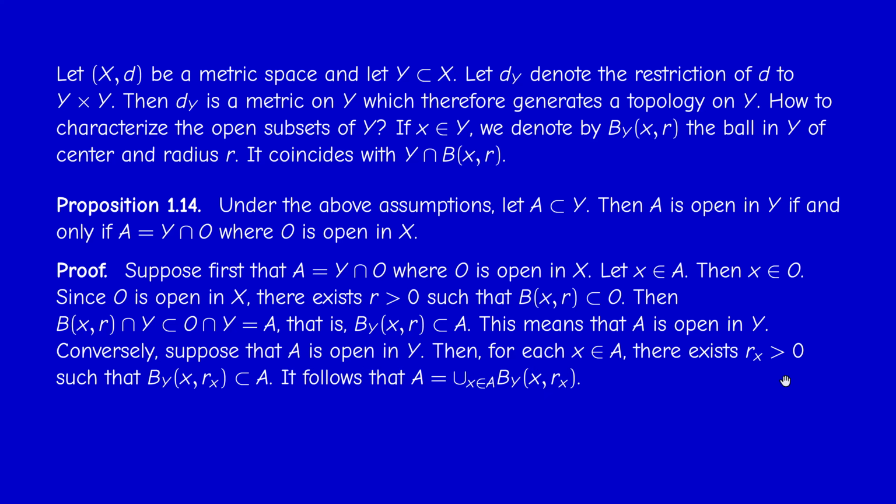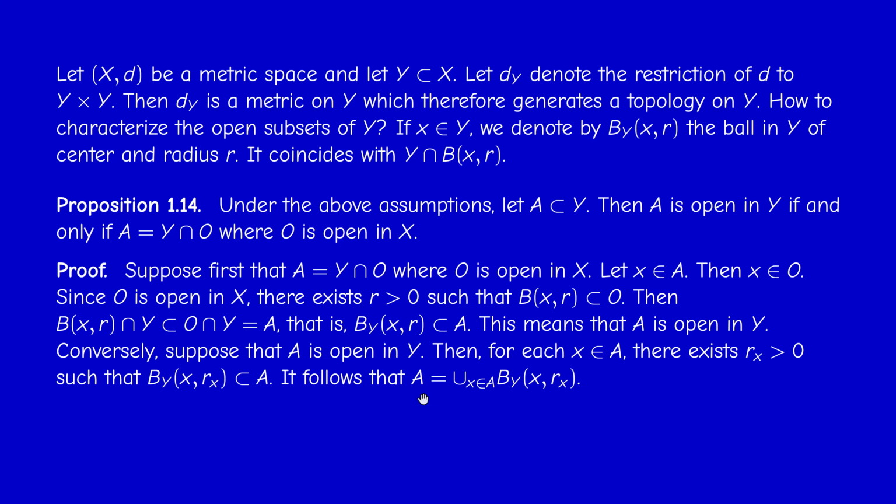And this implies that A can be written as the union of all these balls in Y when x varies in capital A. We encountered this idea before when we proved that a set is open if and only if it is a neighborhood of all its points. How do we prove this identity? Double inclusion. Of course, for every x, the ball B_Y(x, r_x) is contained in A, so the union is contained in A.